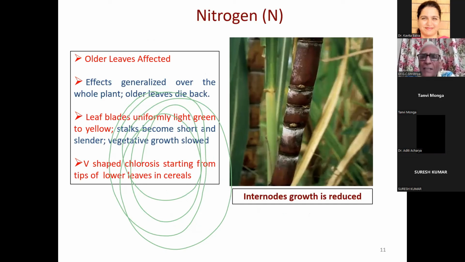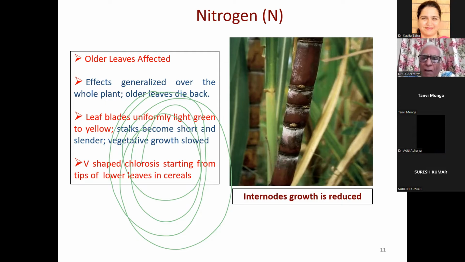As I said, each nutrient has its own peculiar characteristics, symptoms, by which it tells that I am deficient in this particular nutrient. Nitrogen is one of the most important elements. Each essential element also has a certain role in the plant. We are not discussing that today. It would be too lengthy, but we will simply discuss the deficiency symptoms.